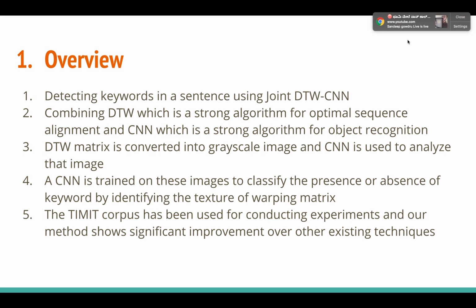some sort of grayscale image, which you want to classify into 0 or 1, depending on the presence or absence of the keyword. As I said, the CNN is trained on these images to classify the presence or absence of the keywords, and the CNN has to somehow learn the textures of these warping matrices, which is basically the DTW matrix. I will explain all that in detail.